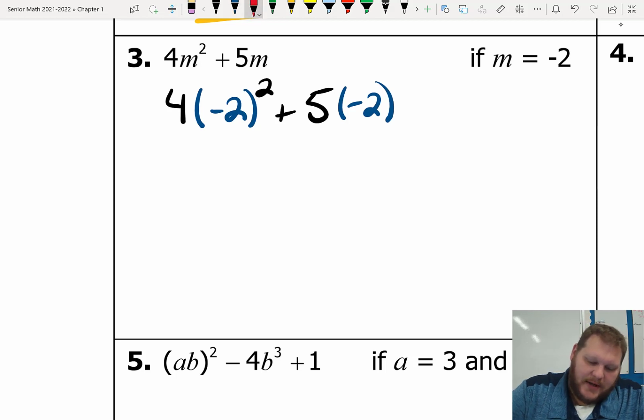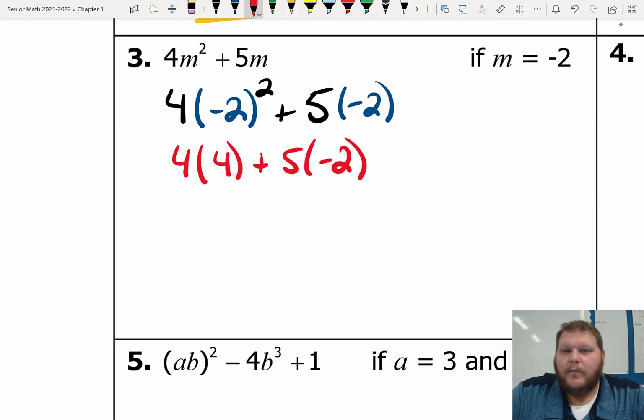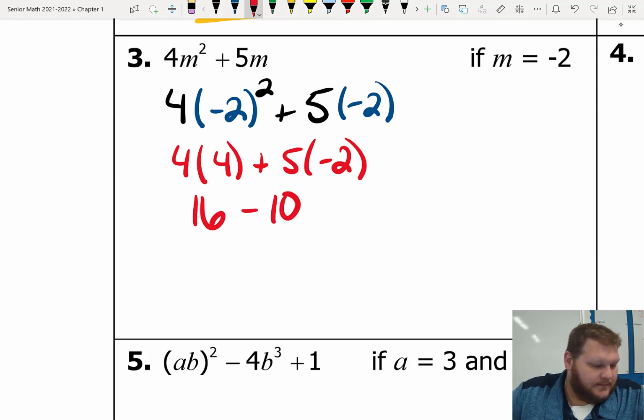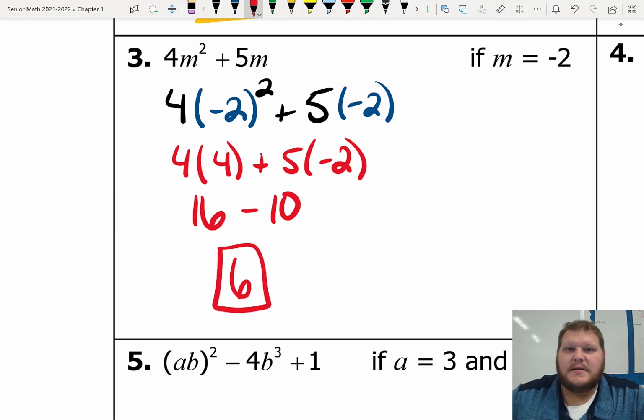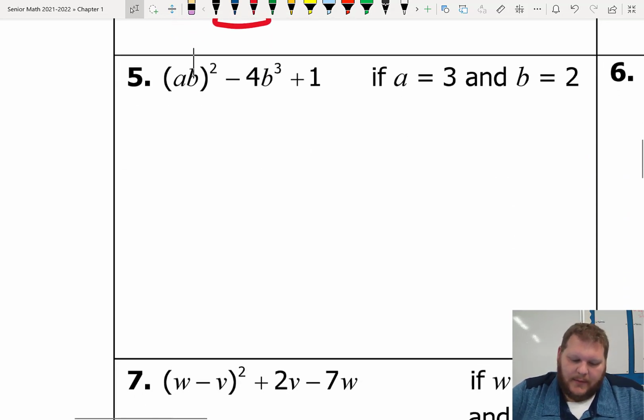So if I do just my exponent, negative 2 squared is 4. Then I can do all my multiplication steps because, again, they're separate from each other. So that should give me 16 minus 10, which comes out to positive 6. Okay, moving along to number 5.